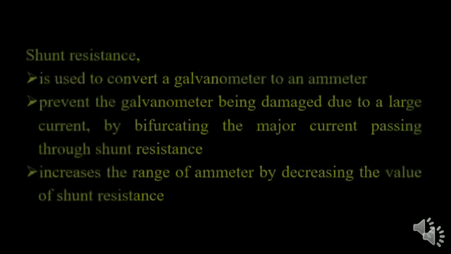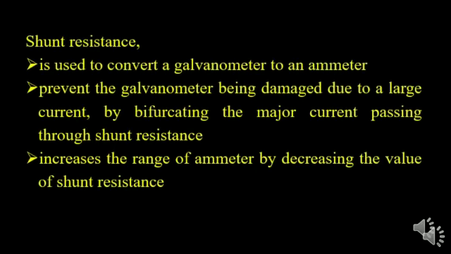Shunt resistance is used to convert a galvanometer to an ammeter. Shunt resistance prevents the galvanometer from being damaged due to large current by bifurcating the major current passing through it. Shunt resistance increases the range of the ammeter by decreasing its value.